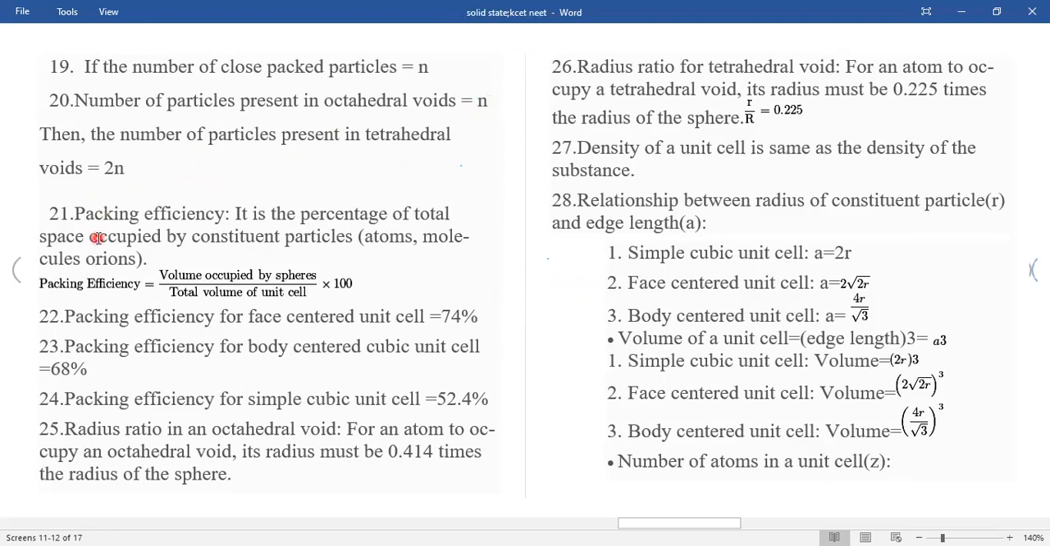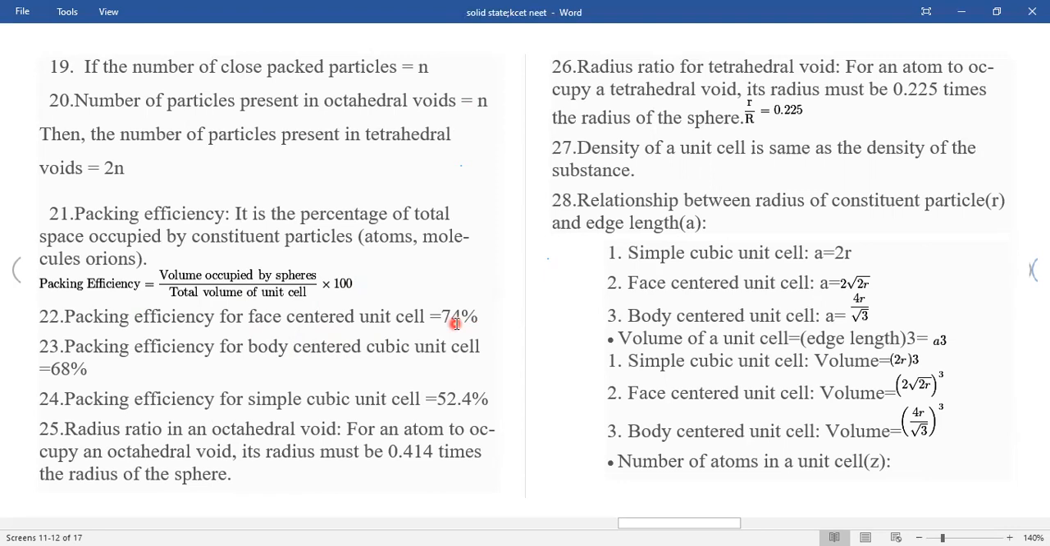Now come to packing efficiency. It is the percentage of total space occupied by the constituent particles. In a crystalline solid, how tightly, how closely, what percentage of the total space will be occupied by the constituent particles. It has a formula: packing efficiency equals volume occupied by the spheres divided by the total volume of the unit cell, into 100. Here I have not given the derivation. I have directly given that the packing efficiency of a face-centered unit cell is 74%. Out of 100% space available, 74% space is occupied by the constituent particles.